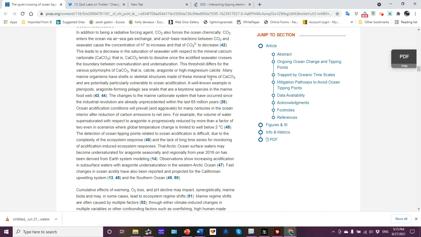But the main point here is many marine organisms have shells or skeletal structures made of these mineral forms of calcium carbonate, particularly vulnerable to ocean acidification. And then they talk about pteropods, so on.